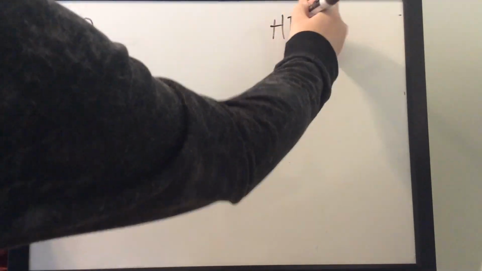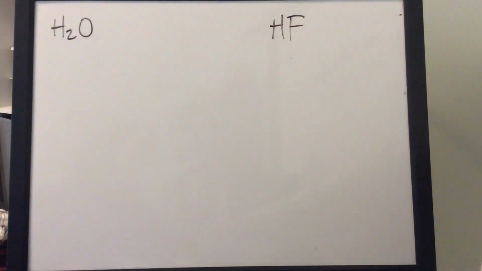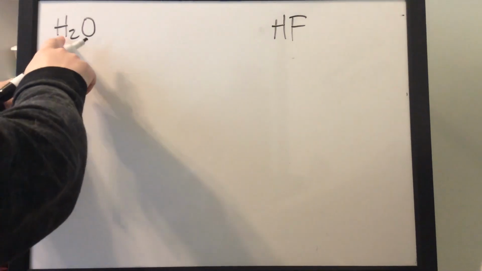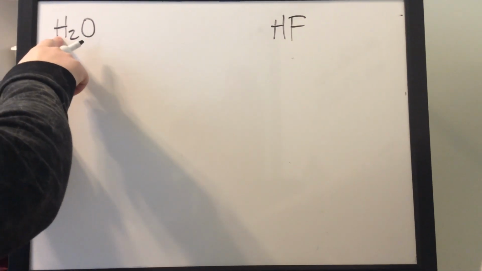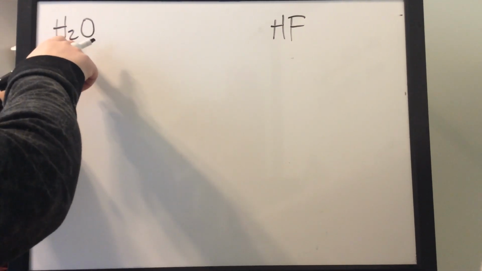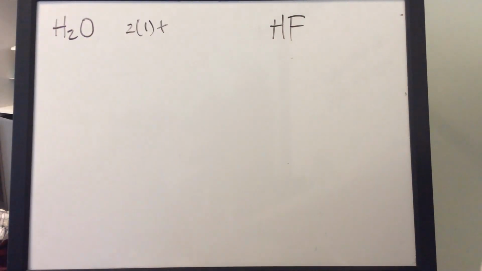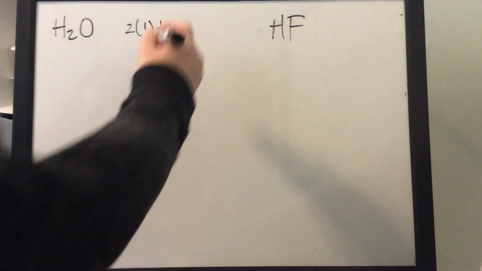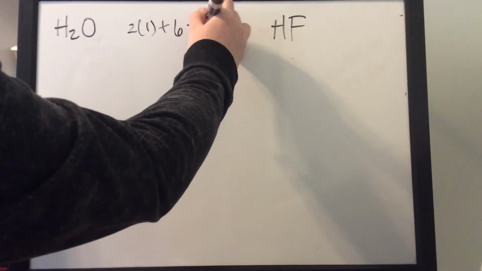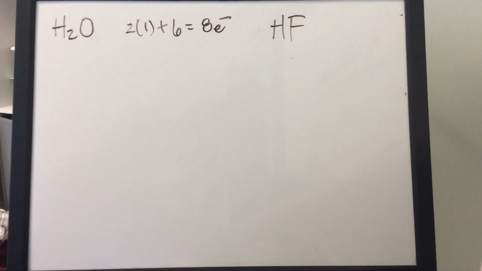Okay, so we'll do kind of 2 at a time. So H2O and then HF. Okay, so count valence electrons first. Each hydrogen brings me 1 valence electron, so that's 2 hydrogens with 1 electron, so 2 times 1. Added to that, the fact that oxygen brings me 6. So in this picture, I should have 8 valence electrons.